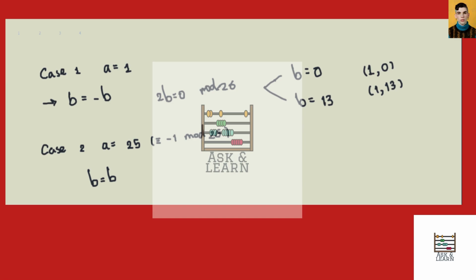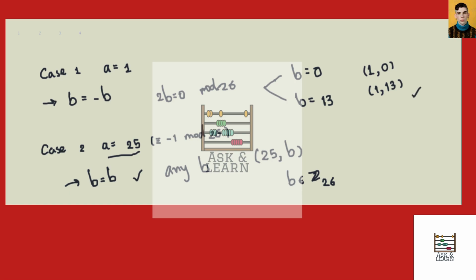For the second case, if a is minus 1, then the second relation will give us that b equals b, which is true for any b, right? That means in this case, any b will work with this a. So the pair would be 25 and b, where b is in Z mod 26. It means we have 26 pairs here. So b can be anything, like 0, 1, 2, 3 to 25. It will not make a difference.